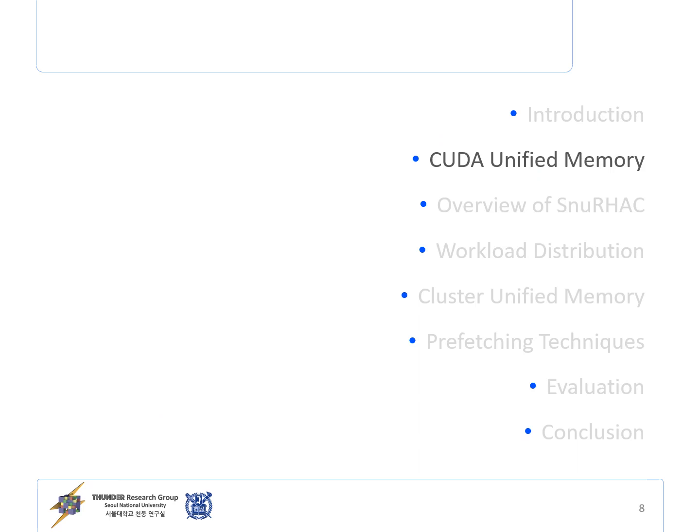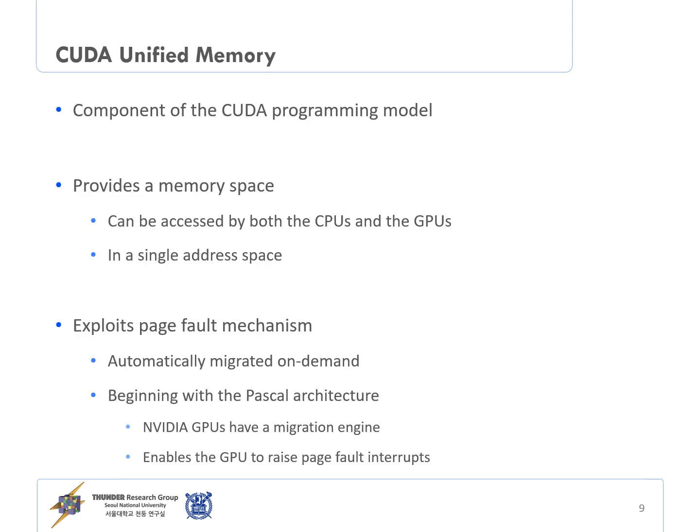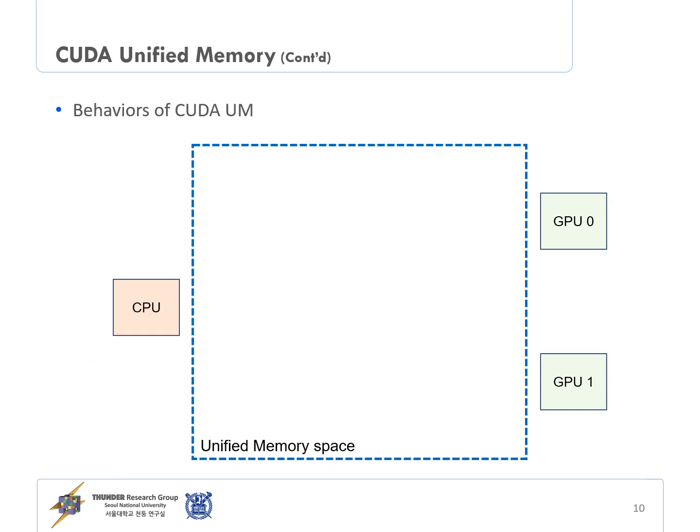Before going into the details of SnuRHAC, I will briefly explain CUDA Unified Memory. Unified memory is a component of the CUDA programming model. It provides a memory space that can be accessed by both the CPUs and the GPUs in a single address space. Pages in the space are automatically migrated on demand. Let's look at its behaviors with an example.